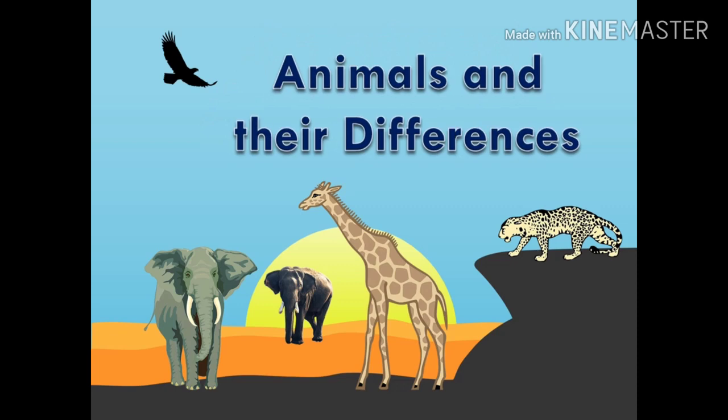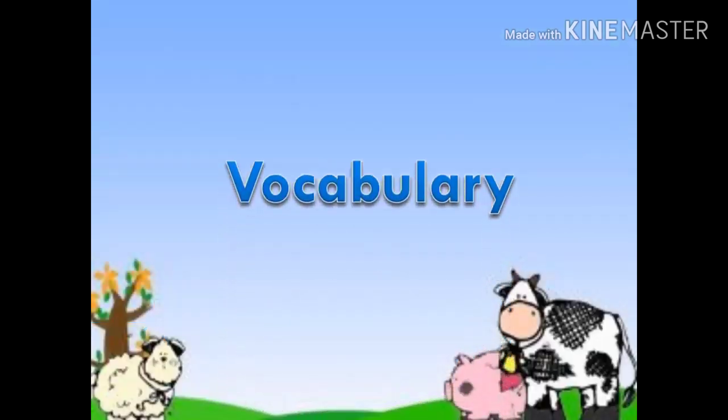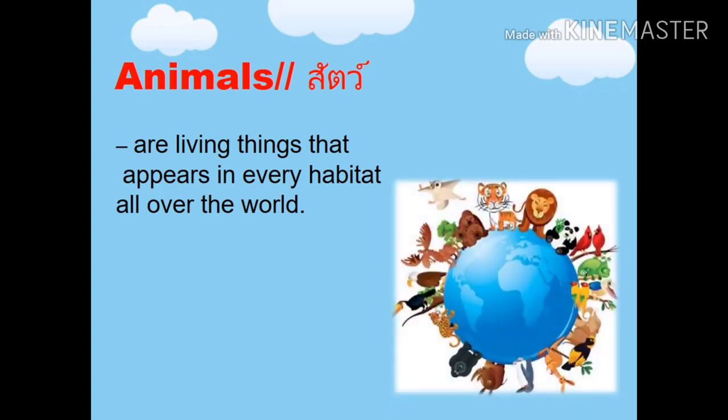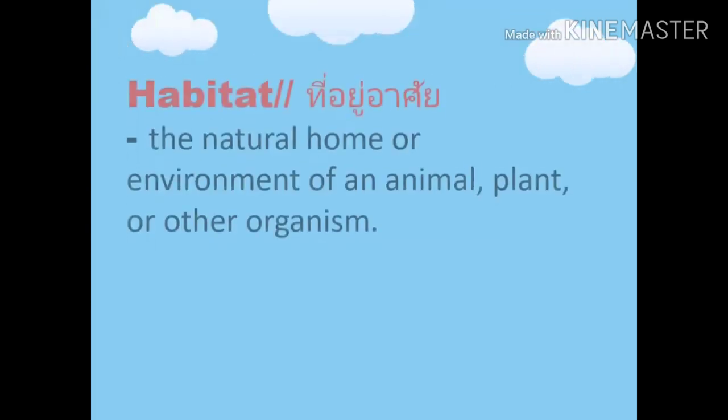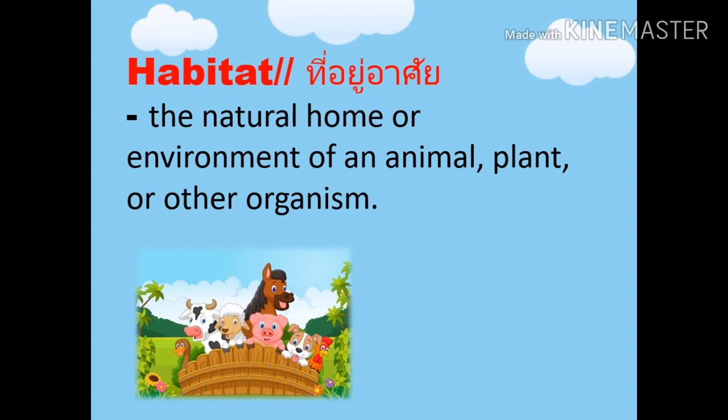Animals and their differences. Vocabulary. Animals are living things that appear in every habitat all over the world. Habitat. The natural home or environment of an animal, plant, or other organism.